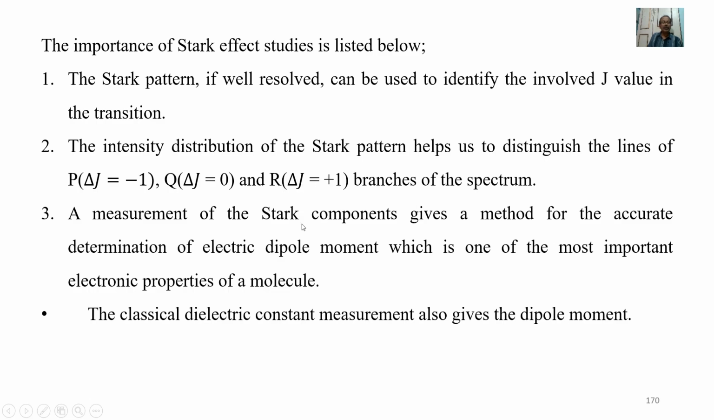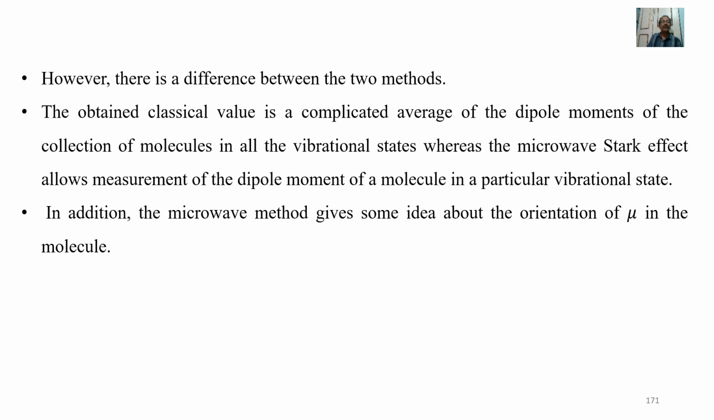A measurement of the Stark components gives a method for the accurate determination of electric dipole moment, which is one of the most important electronic properties of a molecule. The classical dielectric constant measurement also gives the dipole moment. However, there's a difference between the two methods. The obtained classical value is a complicated average of the dipole moments of the collection of molecules in all the vibrational states, whereas the microwave Stark effect allows measurement of the dipole moment of a molecule in a particular vibrational state. In addition, the microwave method gives some idea about the orientation of mu in the molecule.